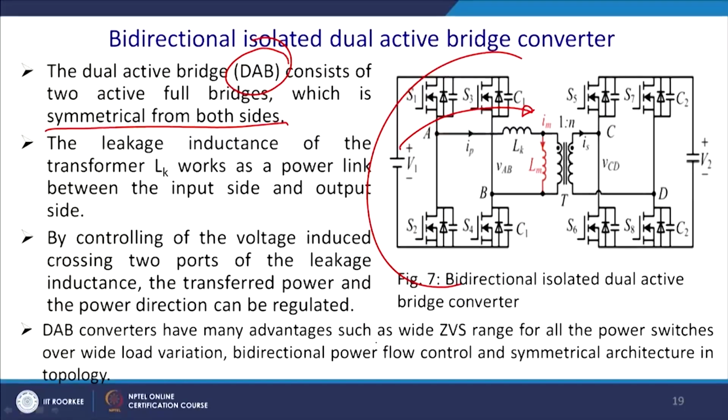DAB converters have many advantages such as ZVS, that is zero voltage switching, that is soft switching, range for these power switches over wide variation of the load, bidirectional power flow control and symmetrical architecture in topology.